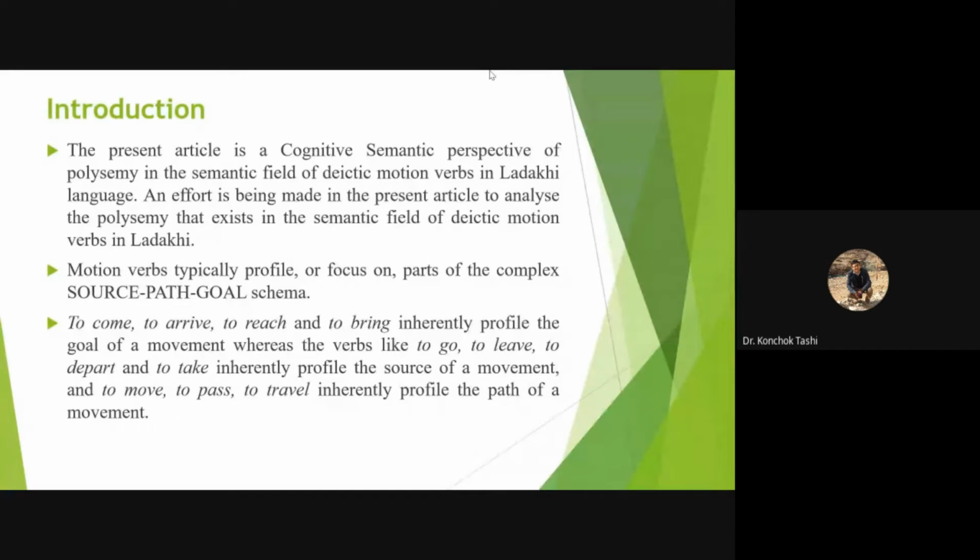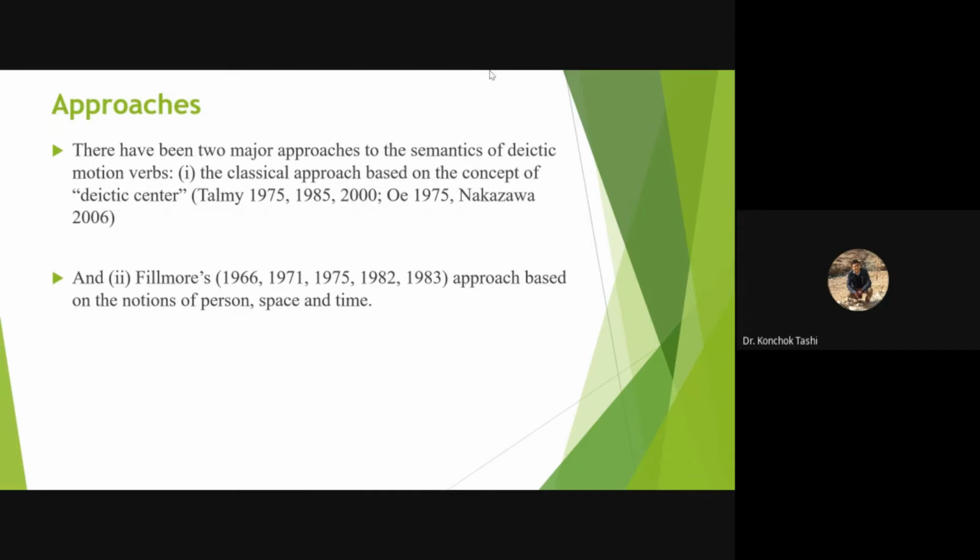Motion verbs typically profile or focus on parts of the complex source, path, goal schema. The English verbs like to come, to arrive, to reach, and to bring inherently profile the goal of a movement, whereas verbs like to go, to leave, to depart, and to take inherently profile the source of a movement, and to move, to pass, to travel inherently profile the path of a movement.